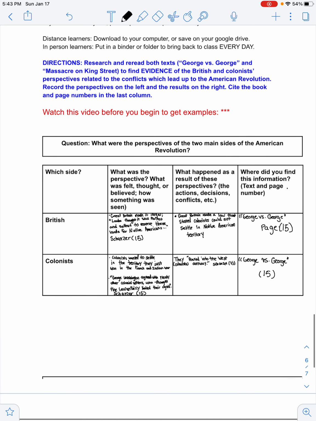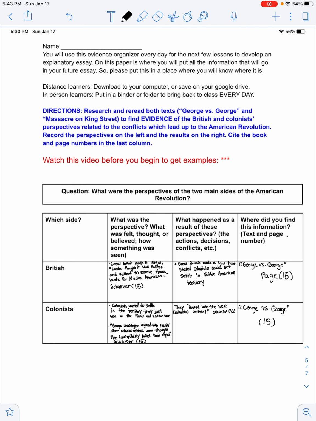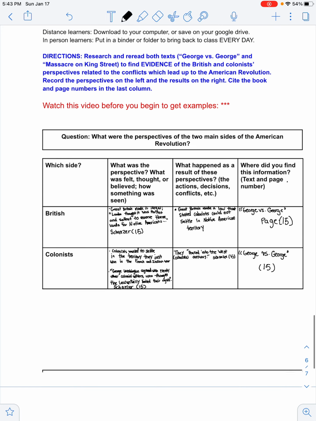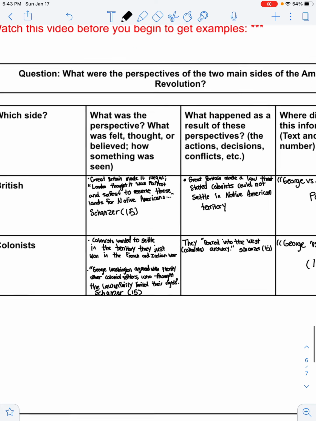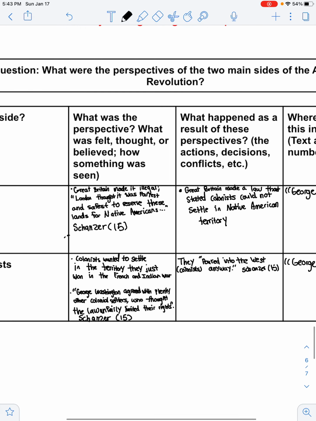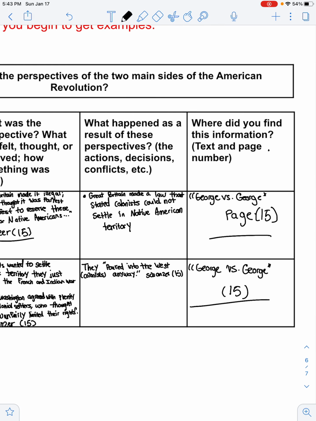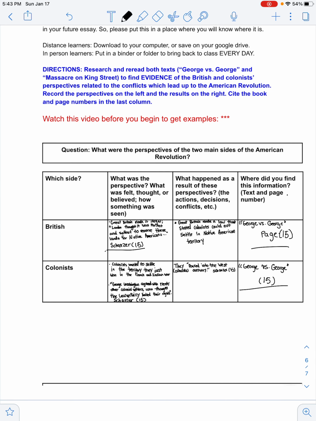Okay, so you might want to work ahead and finish it up. Whatever you need to do is fine. But this all has to be done before we write our essay next week. Make sure you're giving text evidence, and make sure that you're writing complete sentences. And if you quote, make sure you cite and put the author name and the page number, and tell me where you got the information in the last column. Okay, let me know if you need anything.